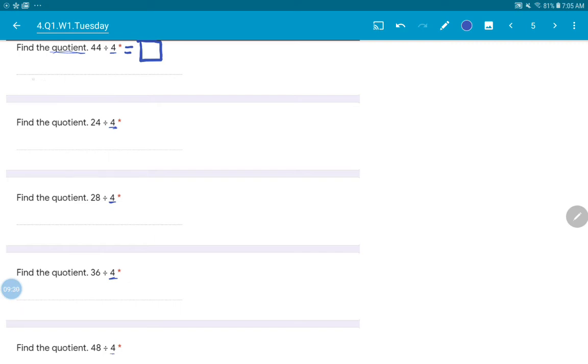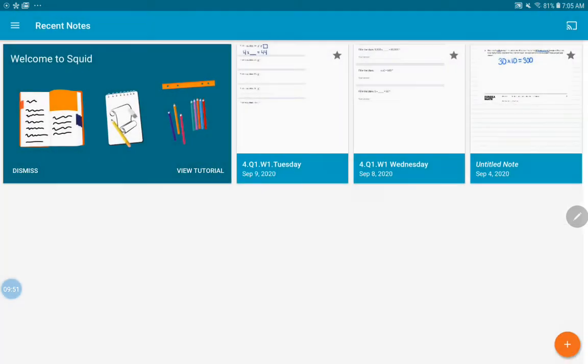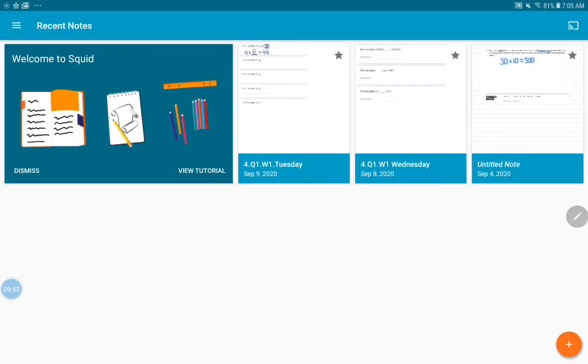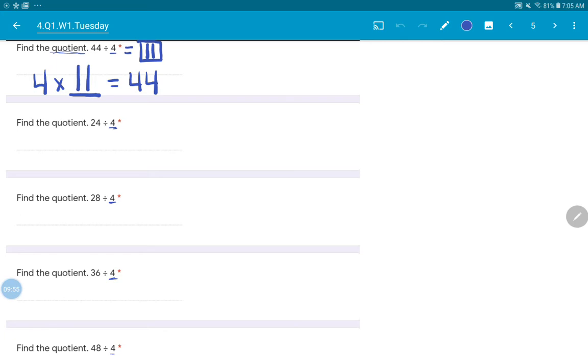I can also turn that around as a multiplication fact and say 4 times what equals 44. So I know that 4 times 11 equals 44. So therefore, 44 divided by 4 equals 11. The next question is 24 divided by 4 equals something.